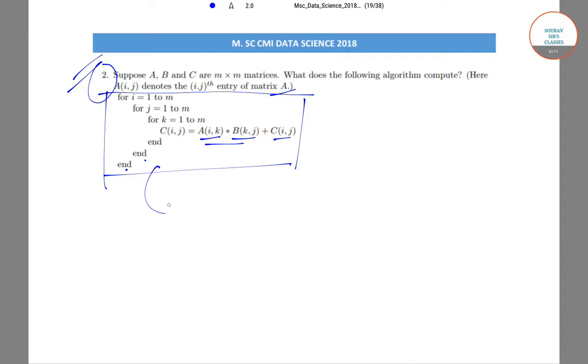So basically I can say that this will overwrite the matrix C with AB plus C. So this is the ultimate result of this algorithm over here.